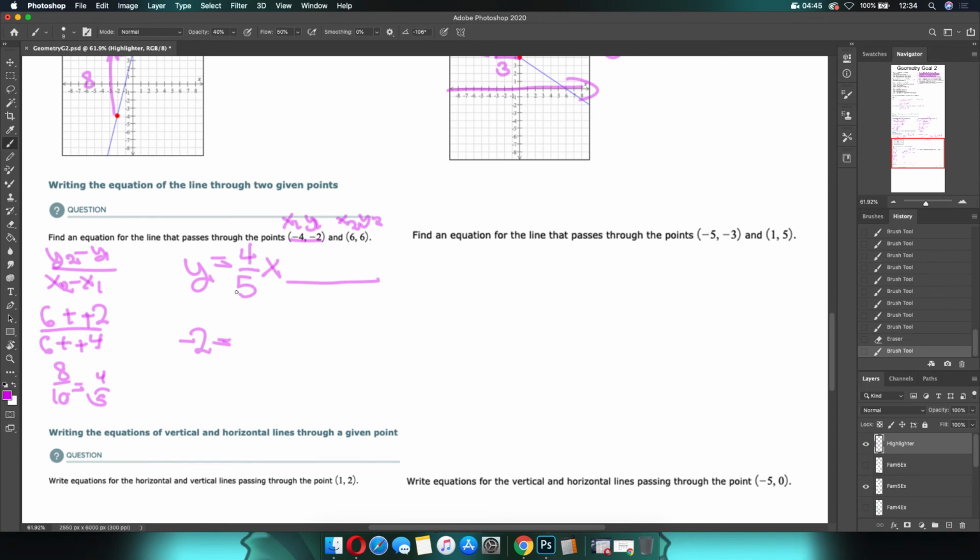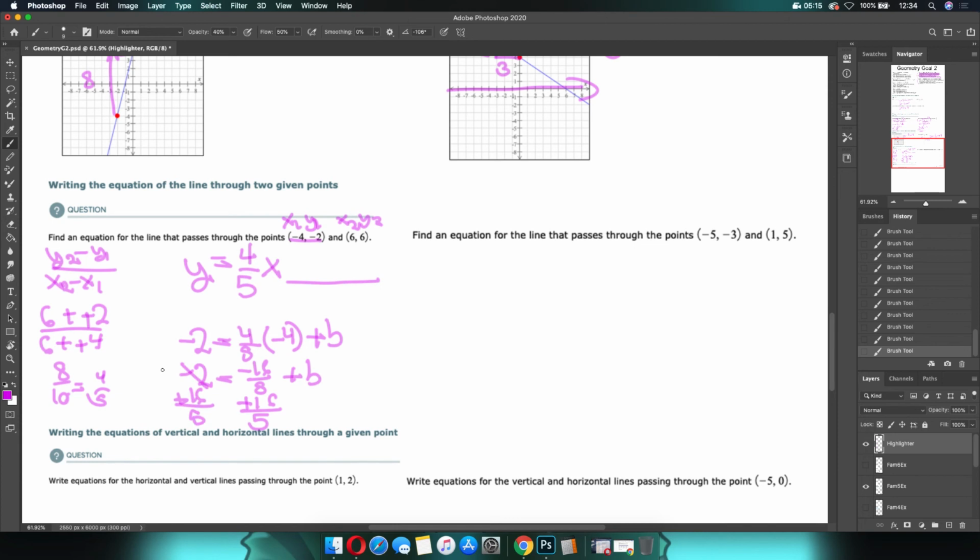So, all right. We're coming in knowing now that our y-intercept is going to be a fraction. 4/5 times negative 4 plus b. All right, so that'll be negative 2 equals negative 16 over 5 plus b. They're expecting me to do fractions. Good grief. So that is going to be plus 16 over 5 on both sides.